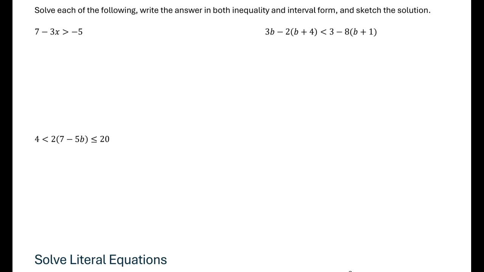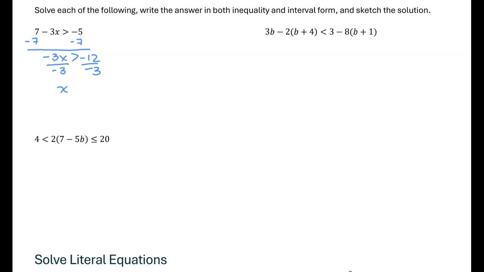First, 7 minus 3x is greater than negative 5. So I could start by subtracting 7 from both sides of the inequality. You do not have to show me a step like that every time, but I wanted to write it down to make sure you all could see it. So I will get negative 3x is greater than negative 12. And this is the whole point: we need to divide both sides by negative 3.